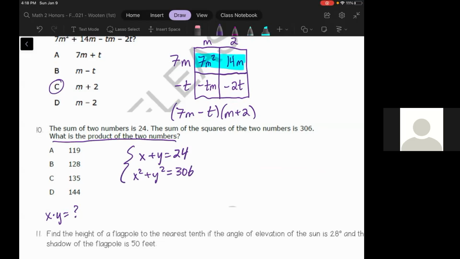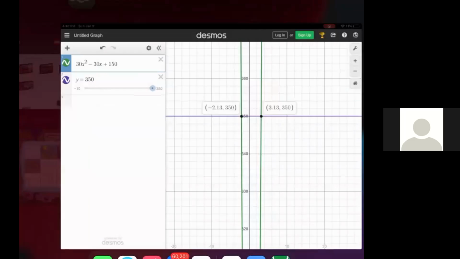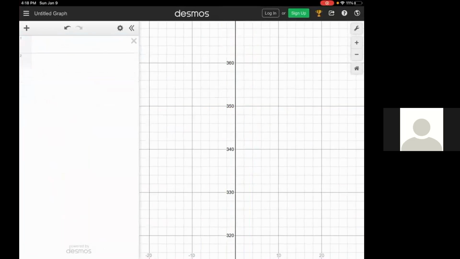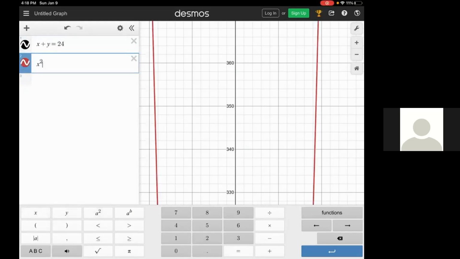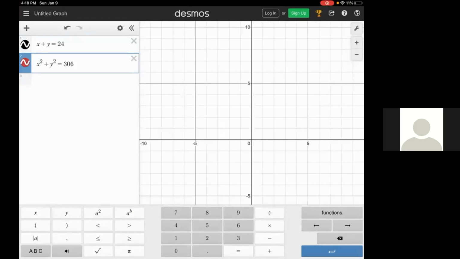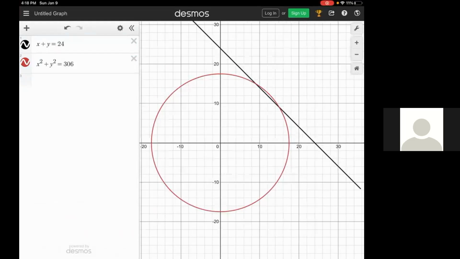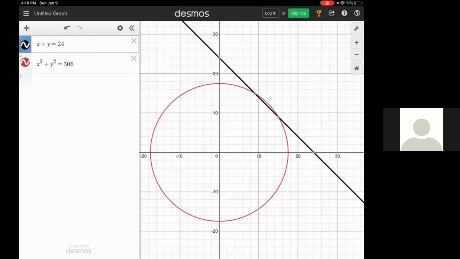So I'm going to graph x plus y equals 24 and x squared plus y squared equals 306. So x plus y equals 24. X squared plus y squared equals 306. Zoom back in normal, start zooming out. Okay, so there are my two functions. Looks like they're intersecting at two places, 9, 15 and 15, 9. Okay, so it seems like there's two solutions.